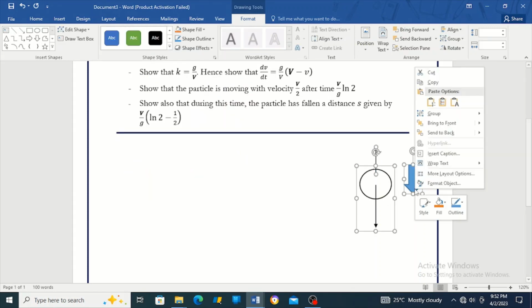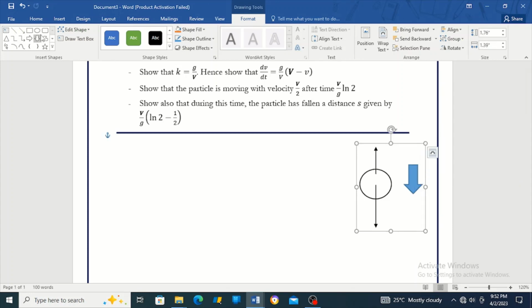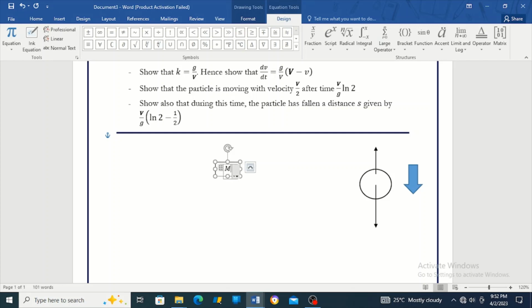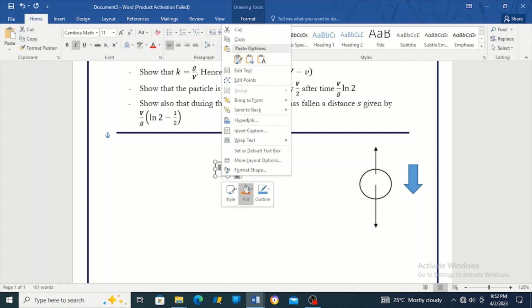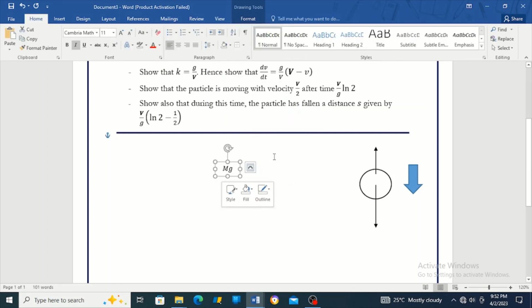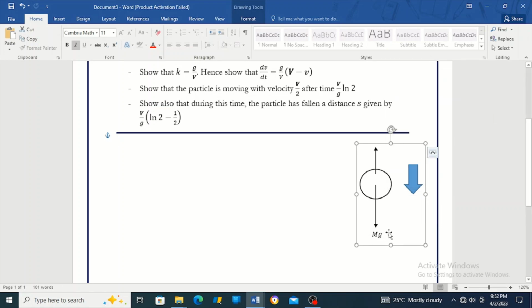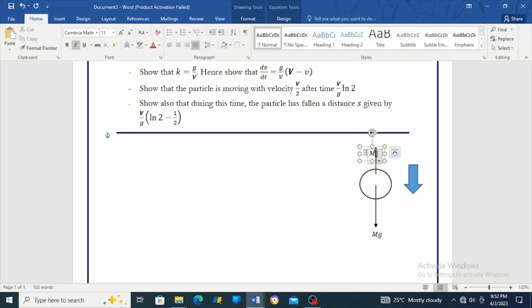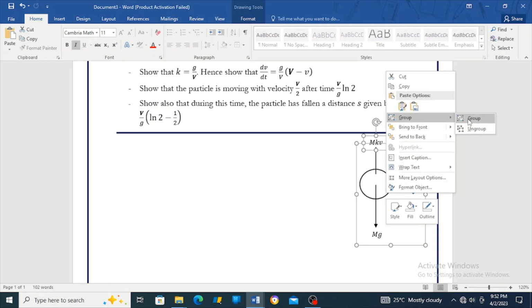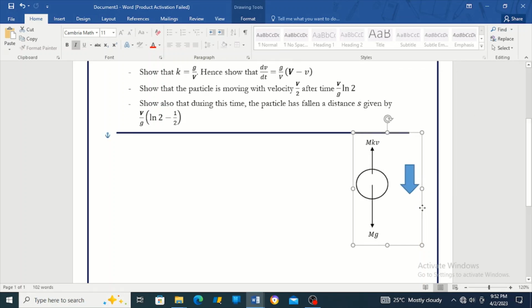Okay, so we need to indicate the magnitude of those forces. We have the weight which is m times g, where g is the acceleration due to gravity. We have mg here, and then the resistive force is mkv as it was given. We are told that m is the mass, k is a constant, and v is the speed of our particle. Alright, so this is what is happening.